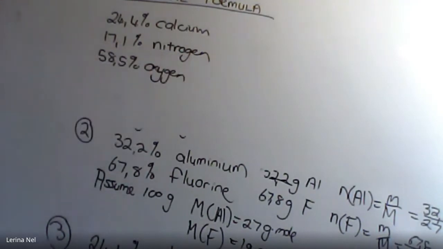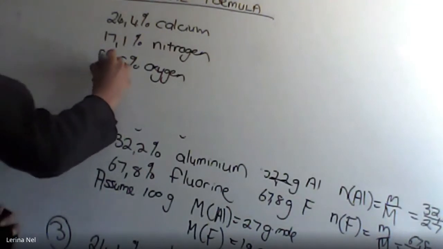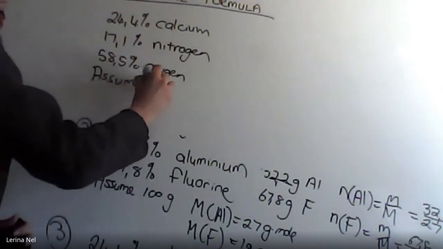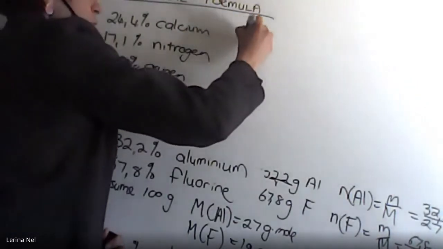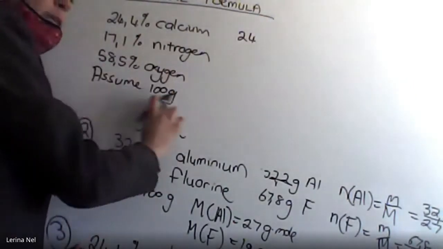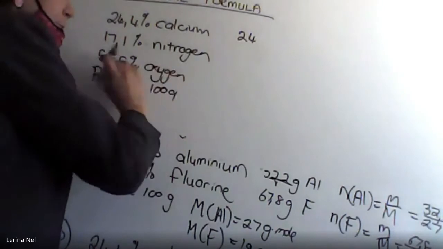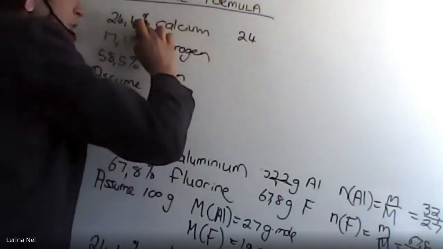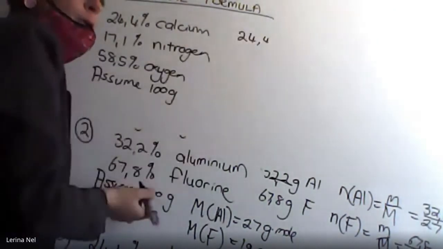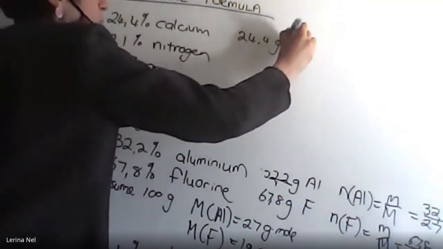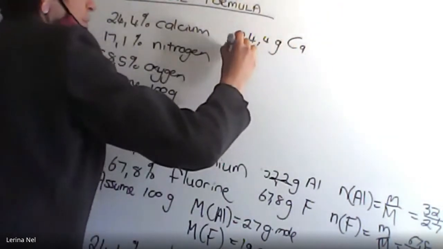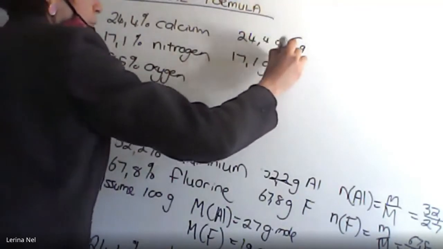Okay, so our first step is to assume. So we assume we have 100 grams of this sample, which means that we are going to have 24.4 grams of calcium, 17.1 grams of nitrogen, 58.5 grams of oxygen. You must write this down, by the way. If you leave out that you are assuming and you just convert it to grams, you're going to lose it all.